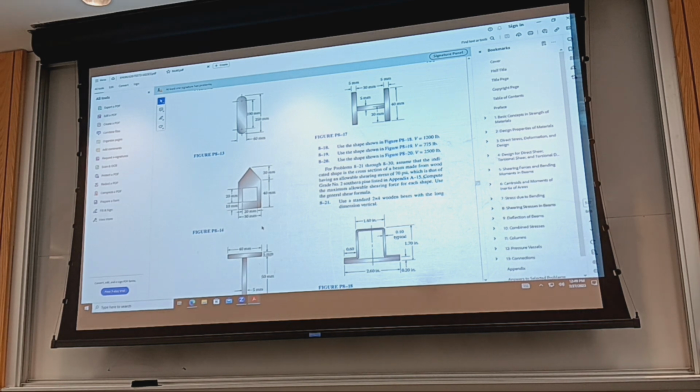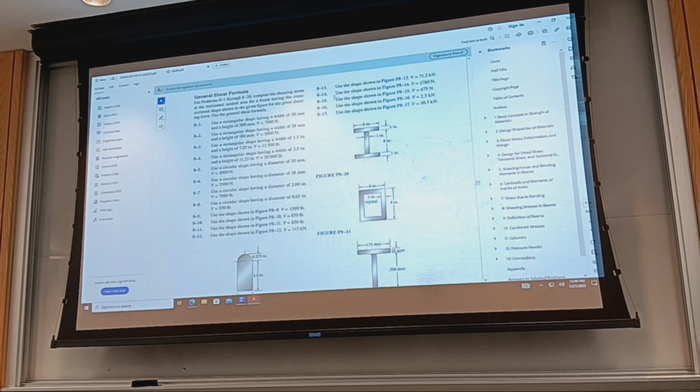So shear force, for example, problem 813. You look at problem 813. There's a generic or common text: compute the shearing stress at the horizontal neutral axis. And then for problem 13, it says the shear force at that location is 71.2 kilonewtons.